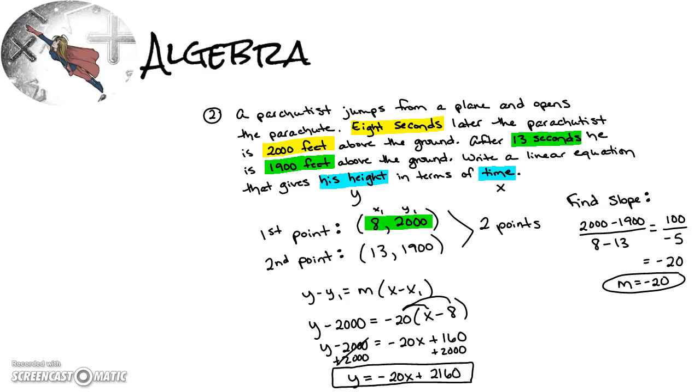And again, they could ask you additional questions. Like they could say, how high is the parachutist after 10 seconds? Then you would just plug in 10 for the x, and get the answer. You could use your calculator maybe to help you out, and that would be the height that he is above the ground after 10 seconds. But that's it on how to write these equations.